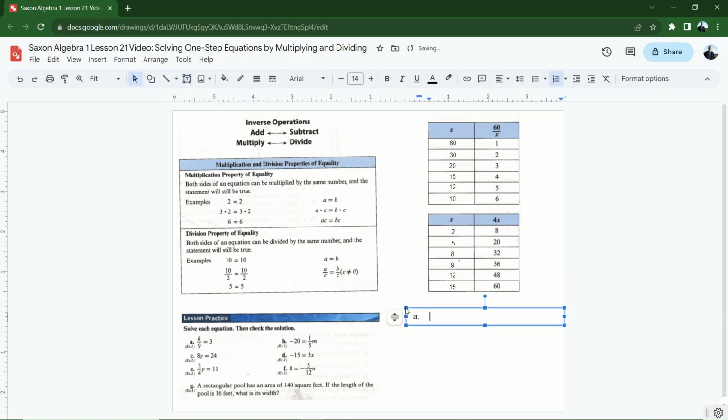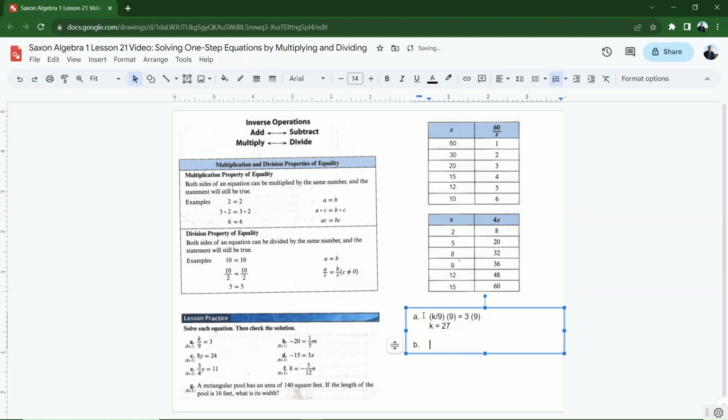Letter A, k divided by 9 equals 3. What I'm going to do is multiply both sides by 9. K over 9 times 9. I should probably put this in parentheses too, just to show that it's grouped together. K over 9 times 9 equals 3 times 9. K over 9 times 9 is just going to become k equals 27.